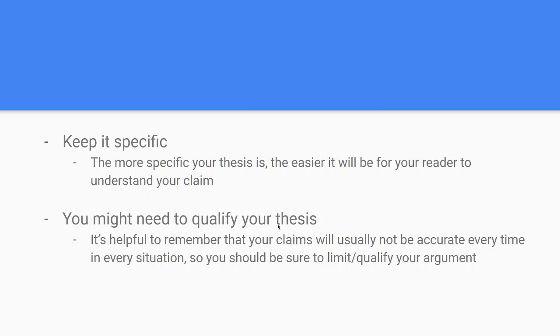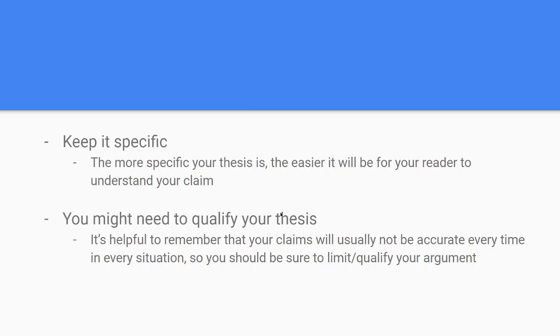And I also recommend qualifying your thesis. Basically, no argument is going to be true 100% of the time. Everything is contextual. We are accurate in some cases. Whatever you're arguing in your paper, whatever you're claiming, whatever you're trying to show in your paper is not going to be true in every situation 100% of the time. So you usually need to qualify your thesis.